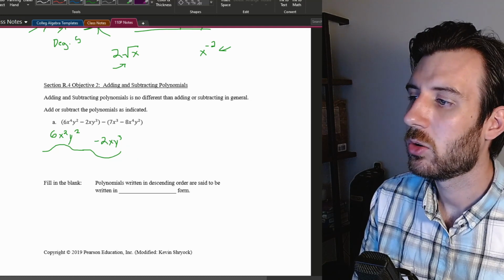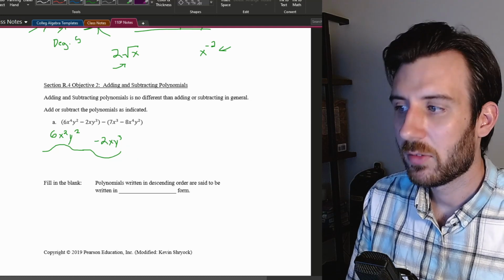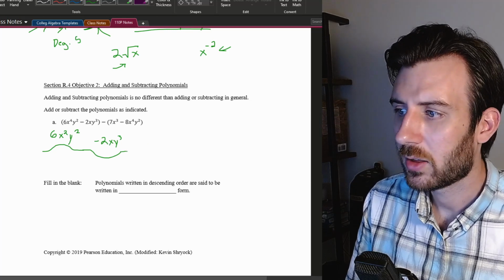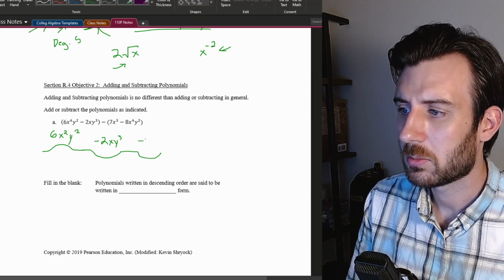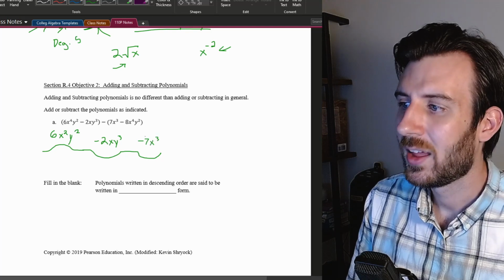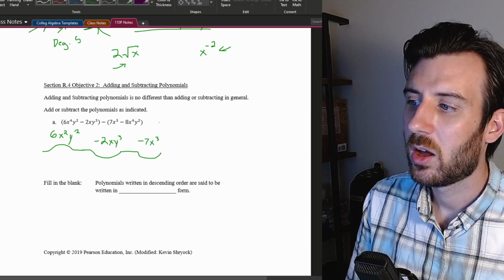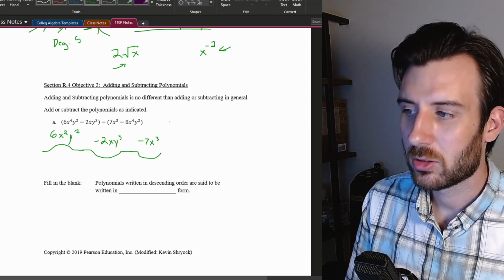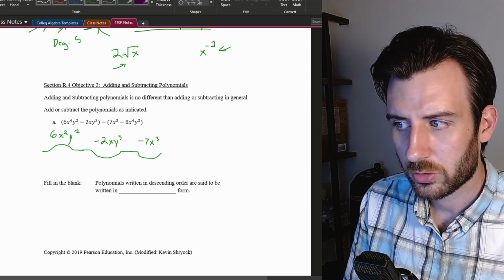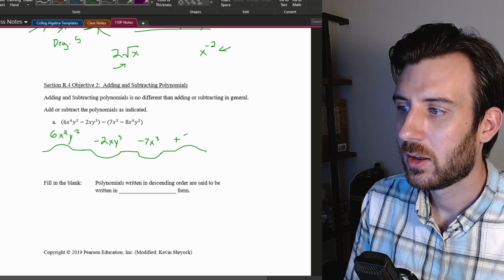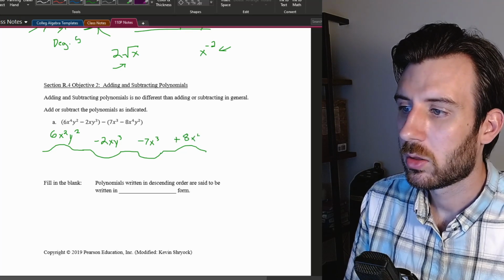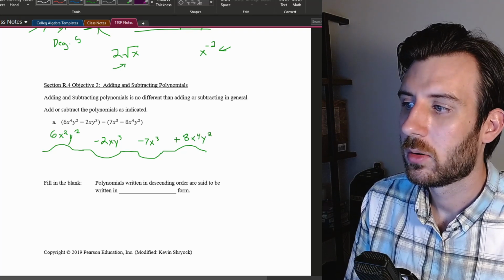Let's see if I can then do the opposite of a 7x cubed pile. The opposite of a 7x cubed pile would be a 7x cubed whole. So that's going to be my 7x cubed whole. And then I also have the opposite of an 8x to the fourth y squared whole. So that would be a pile amount. So it'd be a plus 8x to the fourth y squares.